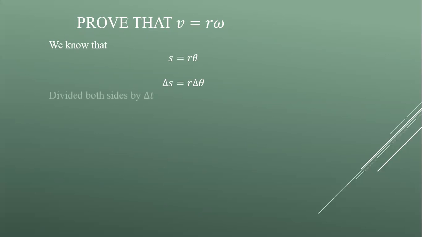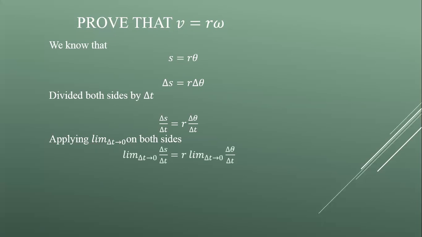Now dividing both sides by delta t, it becomes delta s over delta t equal to r delta theta over delta t. By applying limit delta t tends to 0 on both sides. Limit delta t tends to 0, delta s over delta t is equal to r, limit delta t tends to 0, delta theta over delta t.